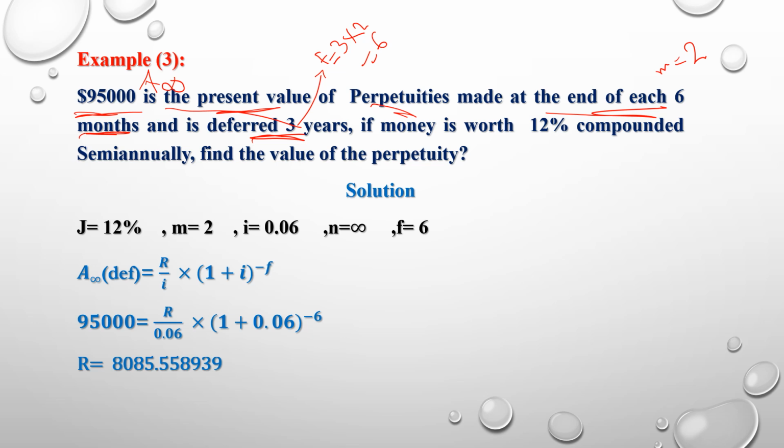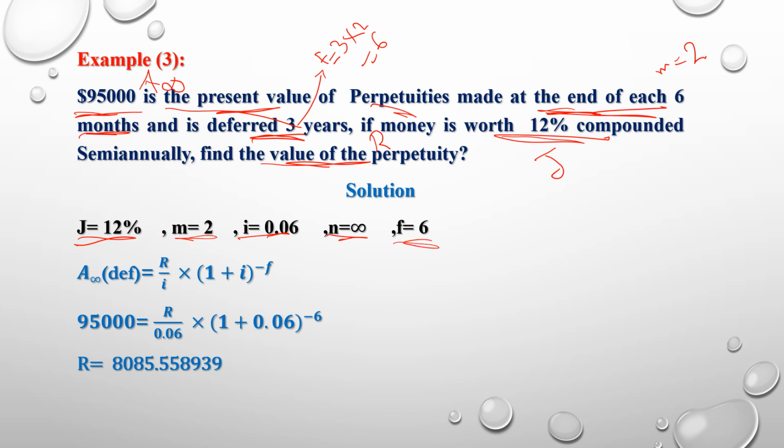If money is worth 12% and compounded semi-annually, so this is J, find the value of the perpetuity. So he is asking you about R, which is the value of the perpetuity. And as the perpetuity is made at the end of each 6 months, so this is A infinity deferred. And from this example, we get J equals 12%, M equals 2, I equals J over M, so it's 6%, N equals infinity, and F equals 6.